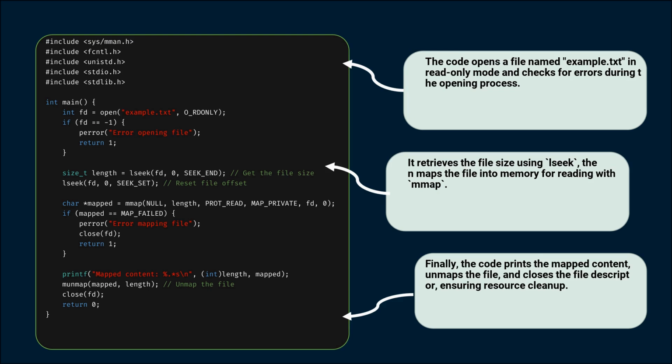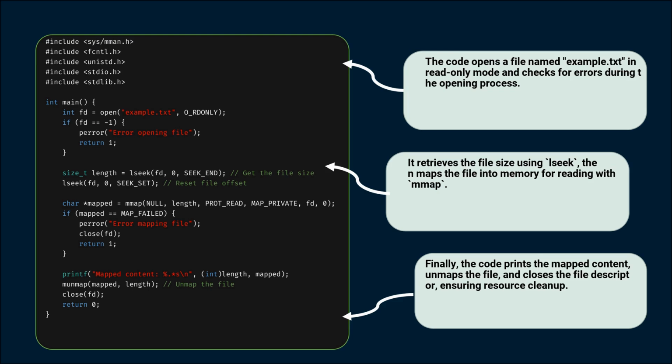Next, we determine the size of the file using lseek, which allows us to navigate to the end of the file to retrieve its length. After that, we reset the file's offset to the beginning, preparing to map its content into memory. To achieve the mapping, we call the mmap function, passing it parameters that specify the starting address, length, permissions, in this case read-only, and a flag indicating private mapping. If mapping fails, we handle the error similarly and close the file descriptor.